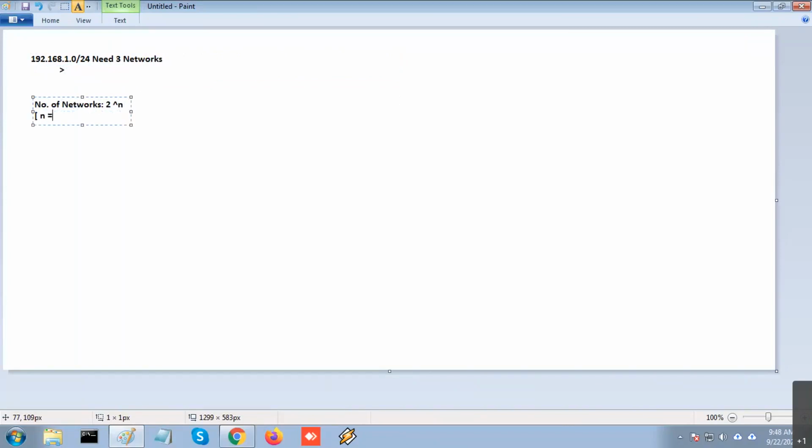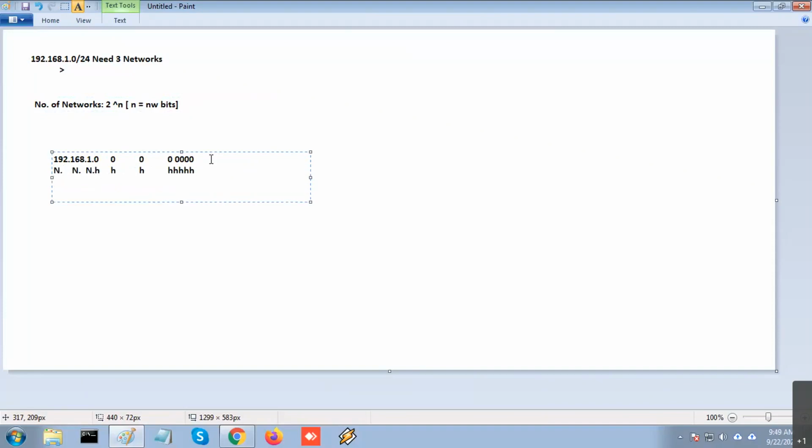So now how many bits if I borrow, I will get 3 networks? How many network bits if I borrow, I'll get 3 networks? 192.168.1.0, 0.0.0.000. Right? This is the one. Now what I'm going to do, okay, scenario, I'll put n, n, n, H, h, h, h, h.